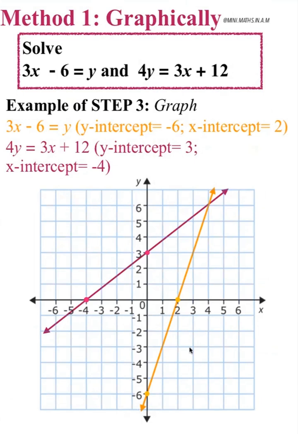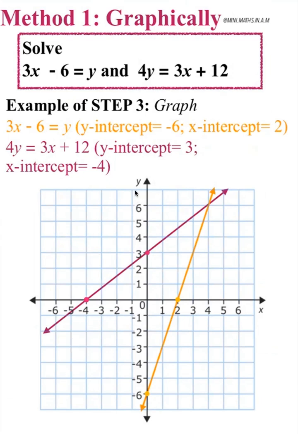And we see I've just marked it on here. So y-intercept of negative 6, x-intercept of 2, and then I've just drawn a line going through those 2 dots. That's the yellow line. Now for our other line, we have 4y equals 3x plus 12 with a y-intercept of 3 and an x-intercept of negative 4. So I've marked those on.